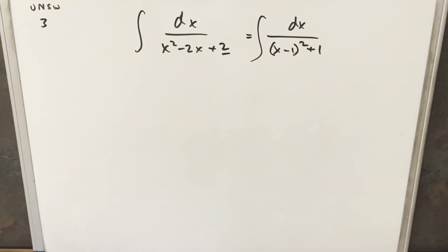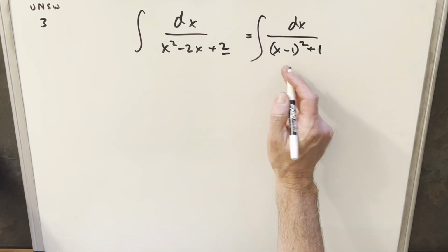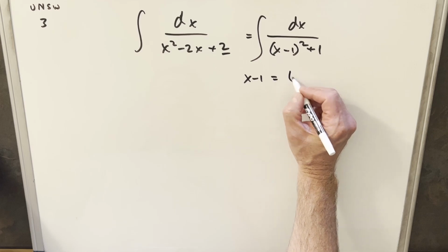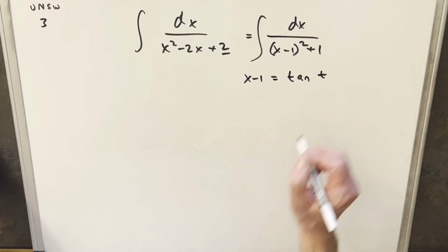I think I'm going to do the trig substitution here instead of the u substitution, even though it's going to be a little longer. I think it just might be nice to do it. So for my trig substitution, I'm going to say this x minus 1, I want this to be tan of t.